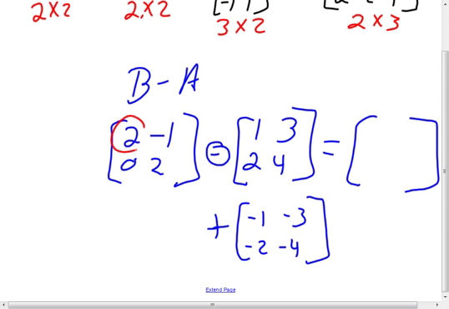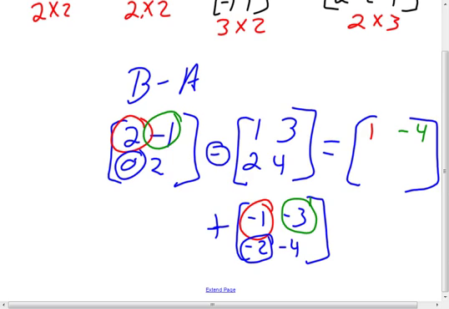So 2 and negative 1, so 2 minus 1 is 1. Negative 1 and negative 3, so minus 1 minus 3 is minus 4. 0, negative 2, so 0 minus 2 is negative 2. And 2 plus 4, oops, my mistake. 2 minus 4, let's remember where we're at. 2 minus 4 is negative 2. So the answer to B minus A is 1, negative 4, negative 2, negative 2.